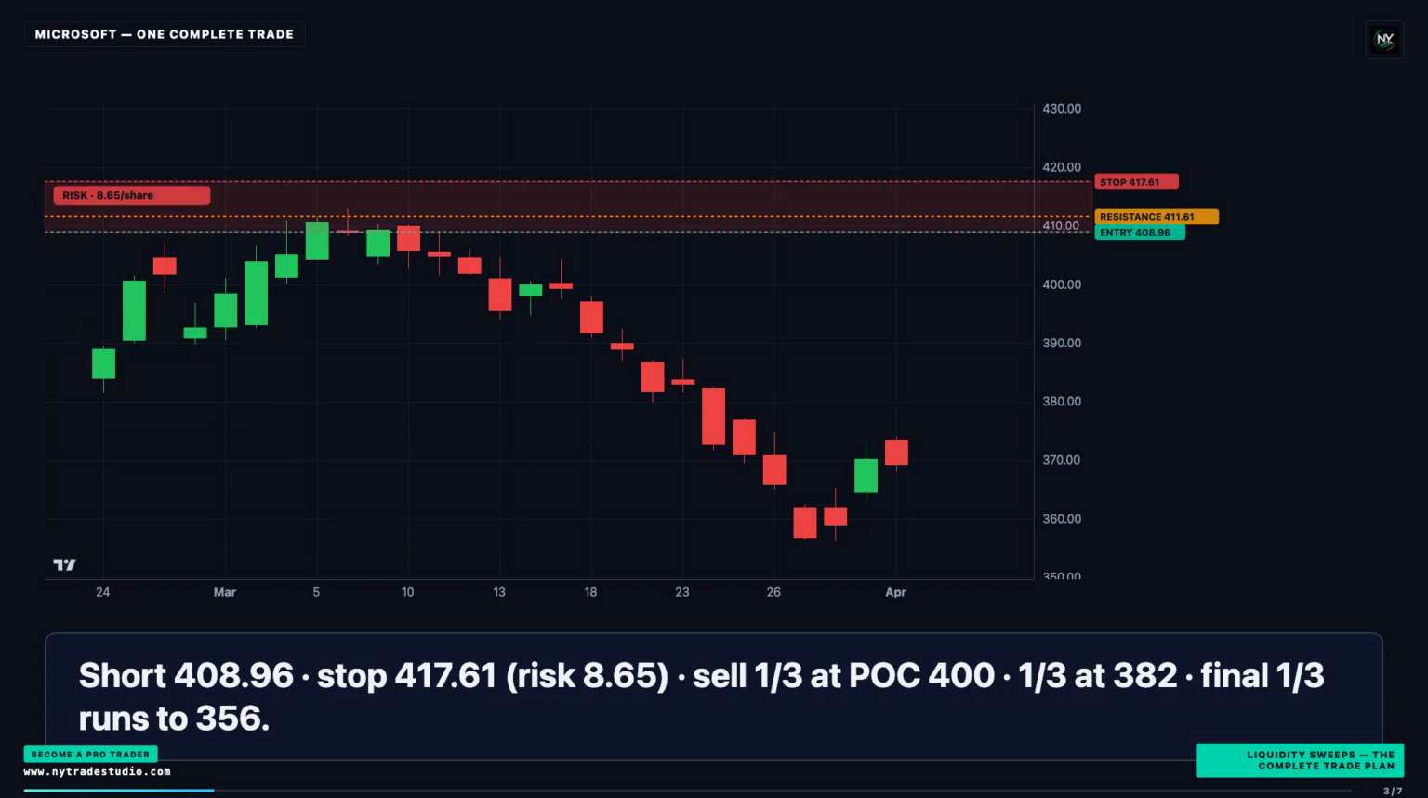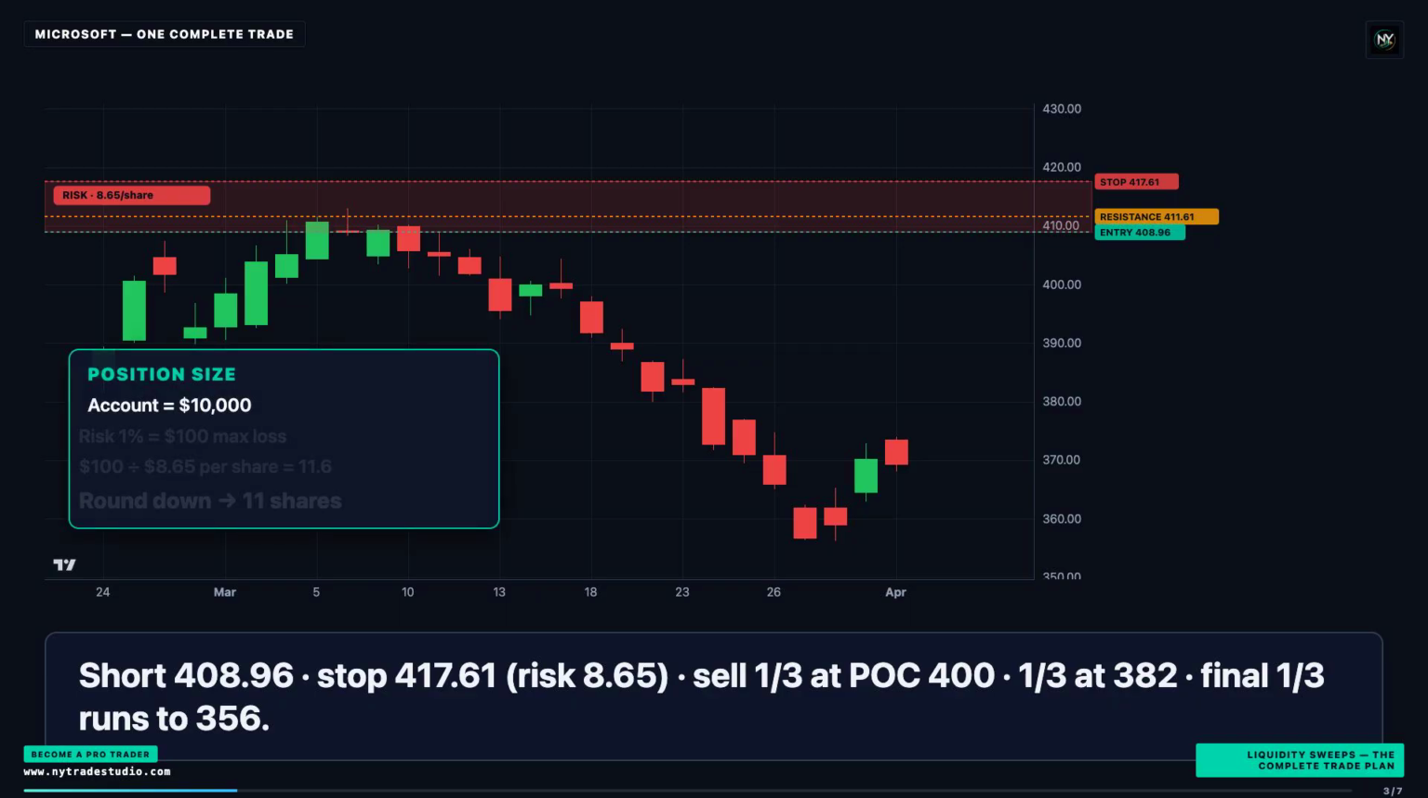Now look at this red box between our entry and our stop. That is our risk, $8.65 for every share. That is the most we can lose on one share. So how many shares do we buy? Let us say your account has $10,000. The golden rule: never risk more than 1% on a single trade. 1% of 10,000 is $100. Each share risks $8.65. So we divide 100 by 8.65, which is 11.5. We always round down, so we buy 11 shares. If we are wrong, we lose about $95. A bad day, not a disaster.